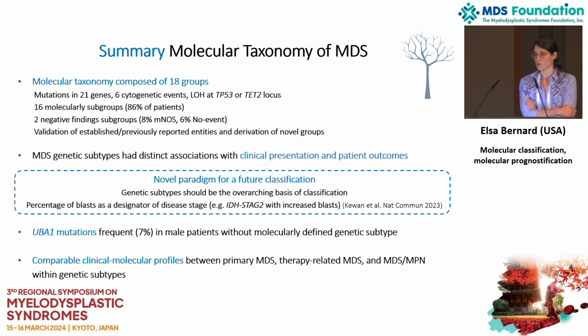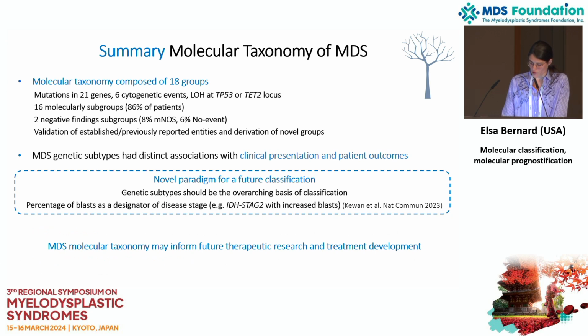The relationship between the genetic subtypes and blast percentages may suggest a novel paradigm for future classification, where genetic subtypes should be the basis of classification and blast percentage a designator of disease stage. The taxonomy provides a framework to study genetic heterogeneity across disease entities, where, for example, we observe that UBA1 mutations are frequent in the subset of male patients without a molecularly defined subtype. And within genetic subtypes, we observe comparable clinical and outcome profiles between different disease entities of primary MDS, therapy-related MDS, and MDS-MPN. This taxonomy may inform, and this will need to be investigated in the future, therapeutic research and treatment development.